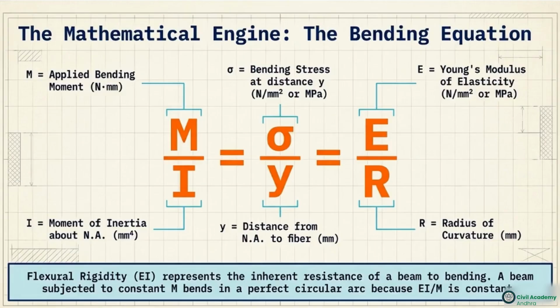This graphic displays the bending equation. The first ratio pairs applied external bending moment, M, against the moment of inertia, I. The second equates internal bending stress, sigma, at a specific distance, y. The final ratio relates stiffness, Young's modulus, E, to the radius of curvature, R.